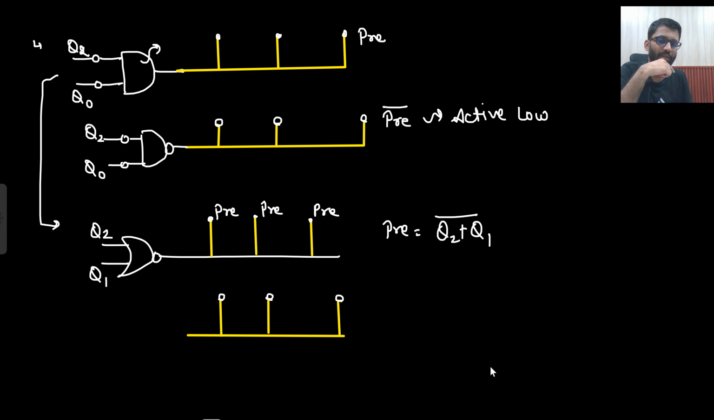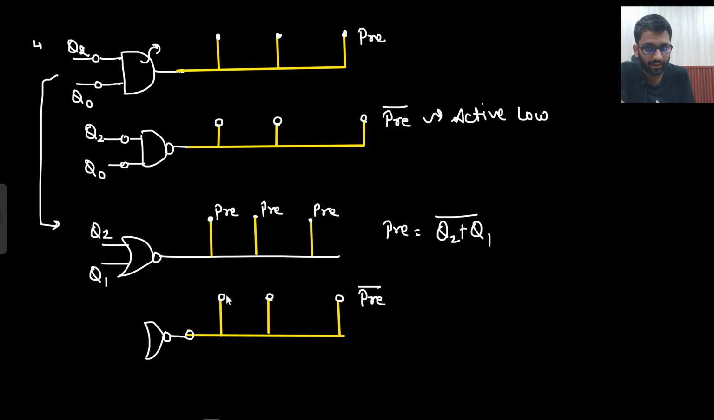Say yes or no? And here if I introduce a bubble, then another bubble I will have to introduce here. This was my design for pre only. And if this is becoming pre bar, that means one bubble is there, so another bubble I will have to introduce here. This bubble was already there. If I am making pre bar, I have to introduce one bubble here, right?